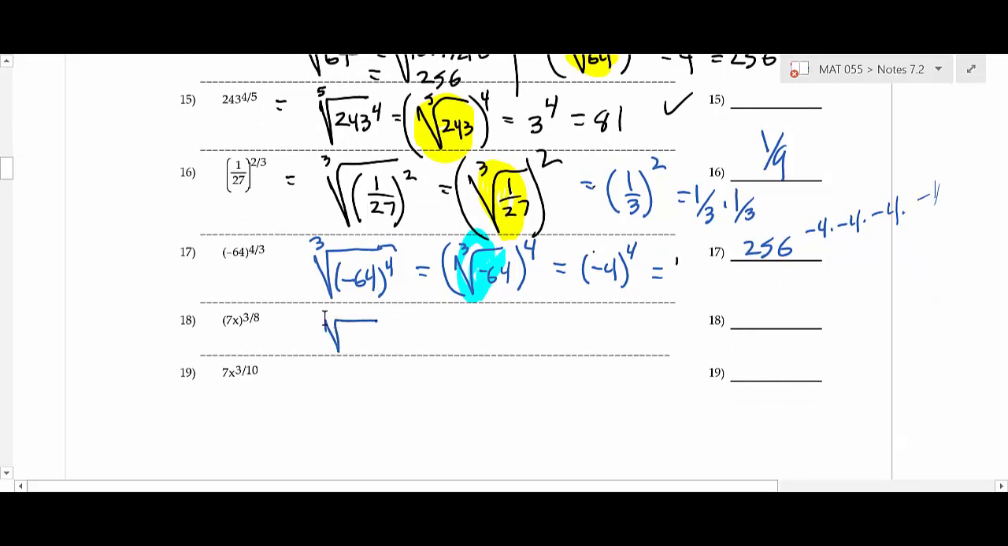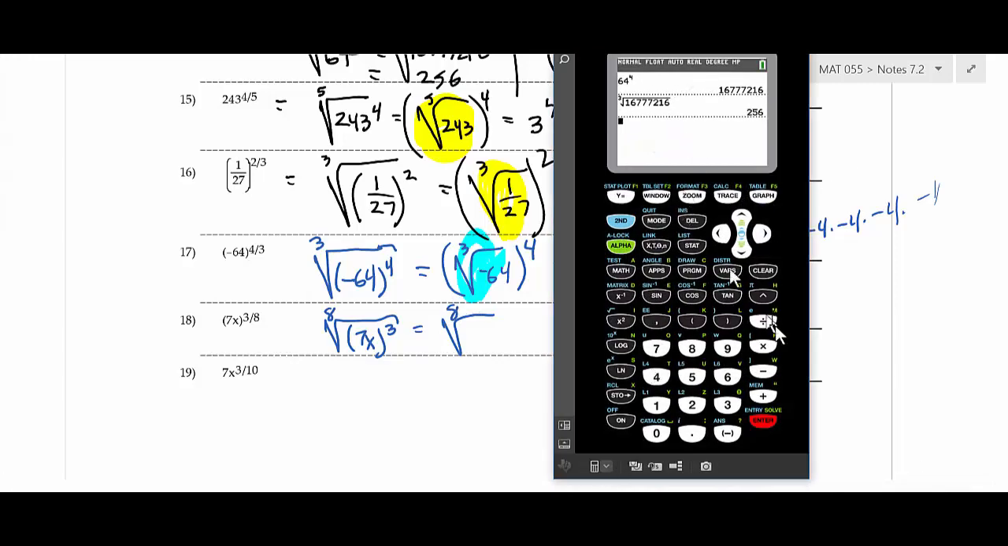Okay, what's the root? Okay, now, it's in parentheses, right? So that means that what goes under that is parentheses 7x to the third like that. Now this problem, you don't know what x is, so you're not going to do much to this problem. What you're going to actually do is you're just going to do 7 to the third on your calculator. I think that's 729 or something.